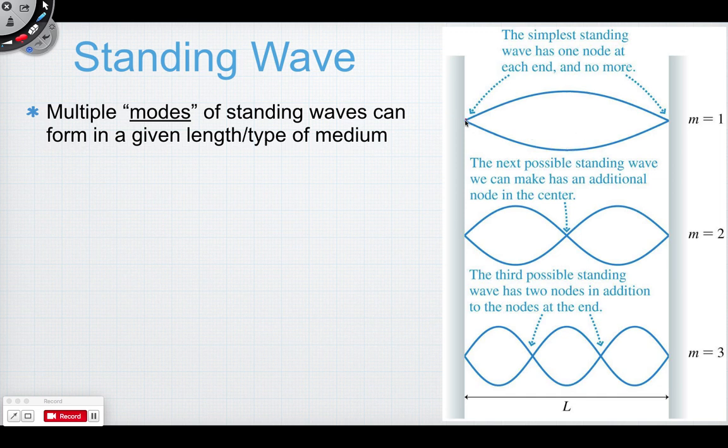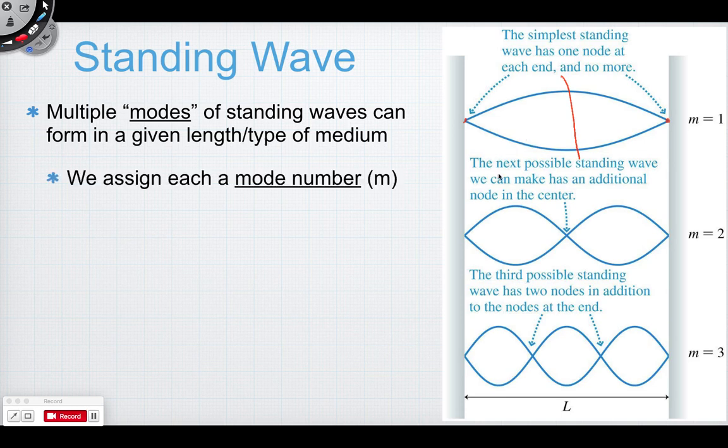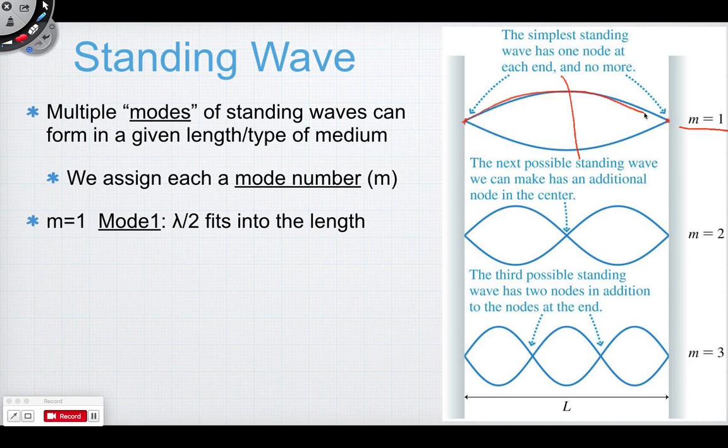Now, this is a node, and this is a node, and then you have one antinode right there. For that one, we call it mode one. It's the first mode, and that's the mode number. So what is this? I start at equilibrium, I go all the way up, and then I come back to equilibrium. And then all the way down and up would be another cycle. But this is only a half of a cycle. So it is actually a half wavelength.